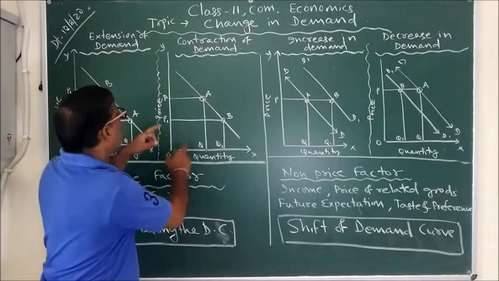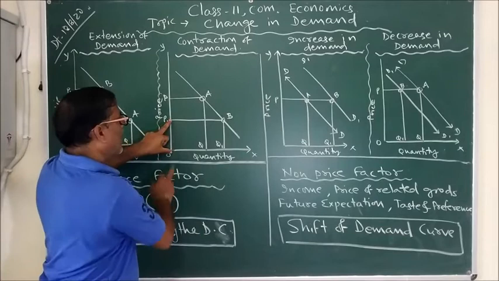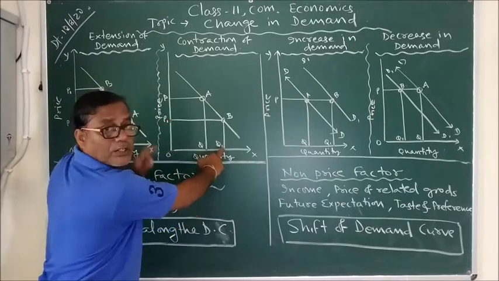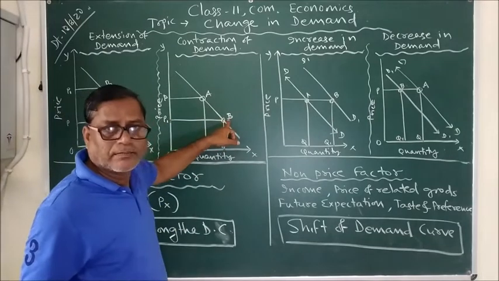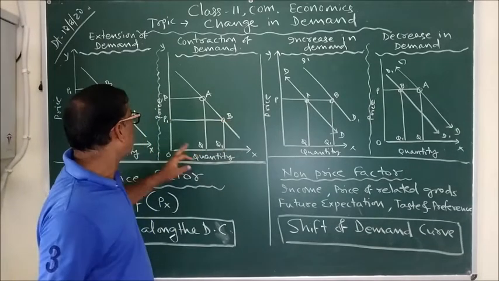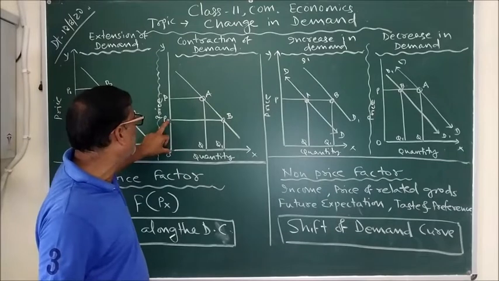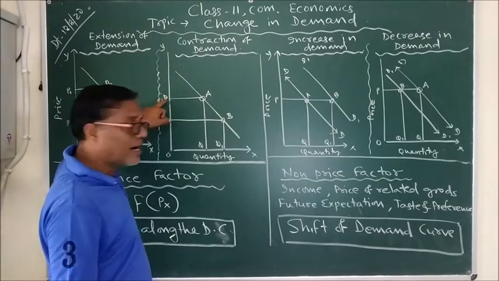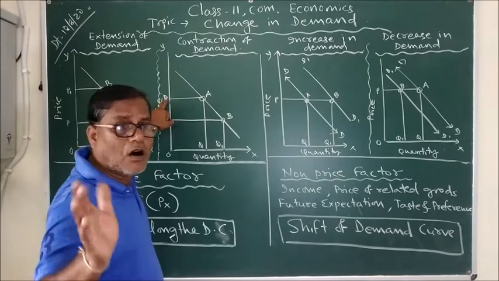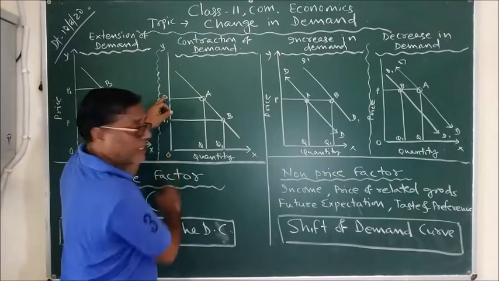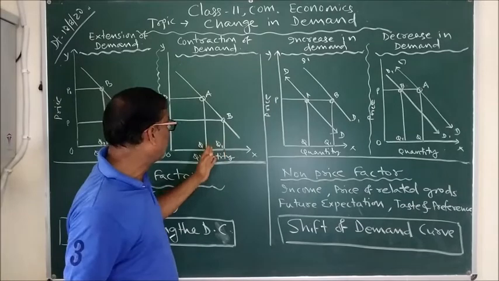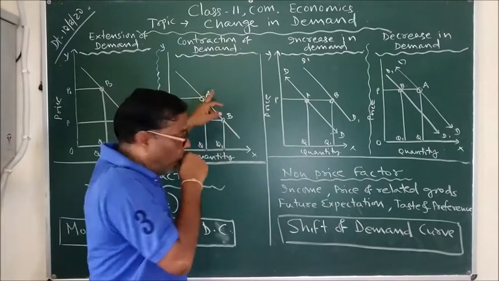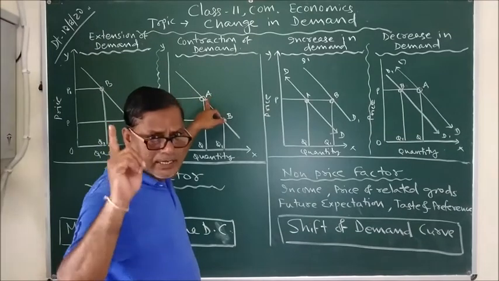Suppose OP1 is the original price. At this price, the quantity demanded is OQ1 and the consumer is operating at point B. Now what happened? The price increased from OP1 to OP. Now the new price is OP, and as a result, following the law of demand, because price increased, quantity demanded decreased from OQ1 to OQ. And now the consumer is operating at point A.